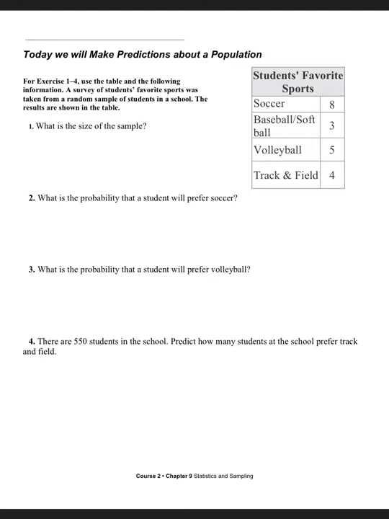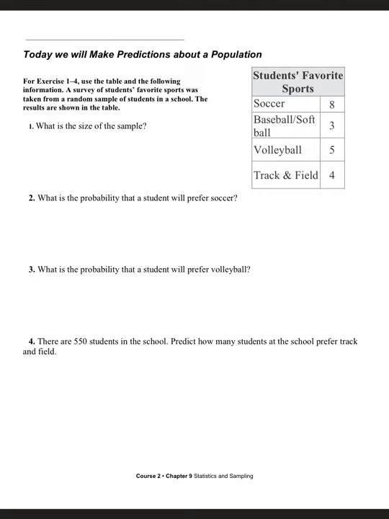Today we will make predictions about a population. The activity that we're doing today relates to this unit that we're in, the data analysis unit, but it's something that we've already covered when we covered probability this year. So we're going to be making predictions about a population.